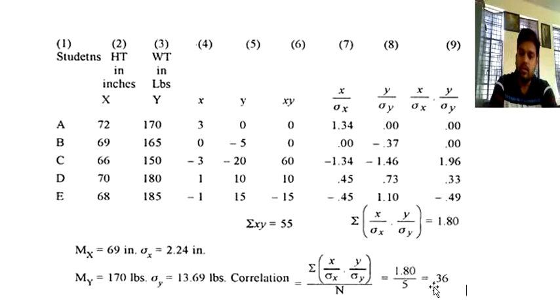And also there is positive or negative correlation. How will you say? Since the value is positive, 0.36 is a positive number, the correlation between height and weight is positive. So the relation is positive correlation, and the correlation intensity is weak. So positive correlation but weak correlation.